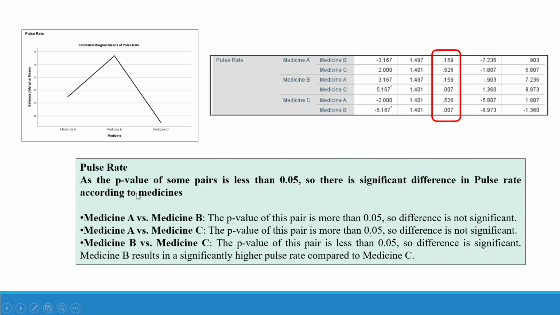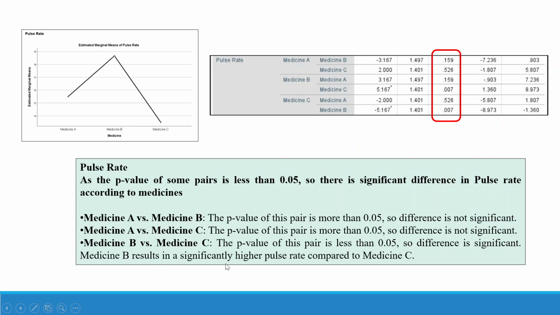I will write the interpretation. As the p-value of some pairs is less than 0.05, there is a significant difference in pulse rate according to the medicine. The p-value of the pair A and B is more than 0.05, so the difference is not significant. A with C, the p-value of this pair is more than 0.05, so the difference is not significant. B with C, the p-value of this pair is less than 0.05, so the difference is significant.